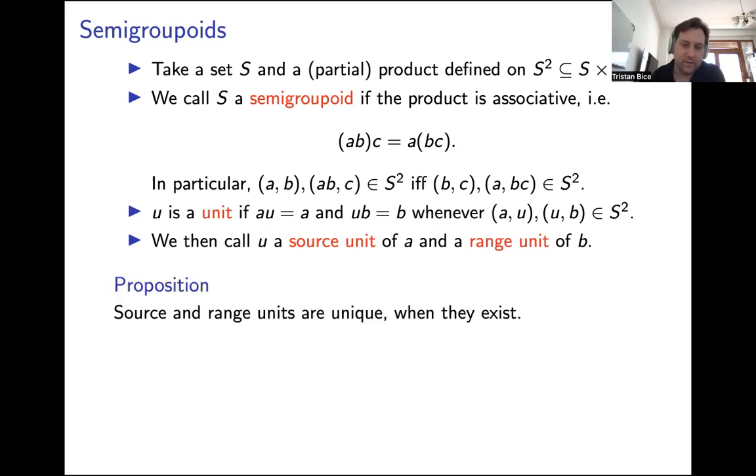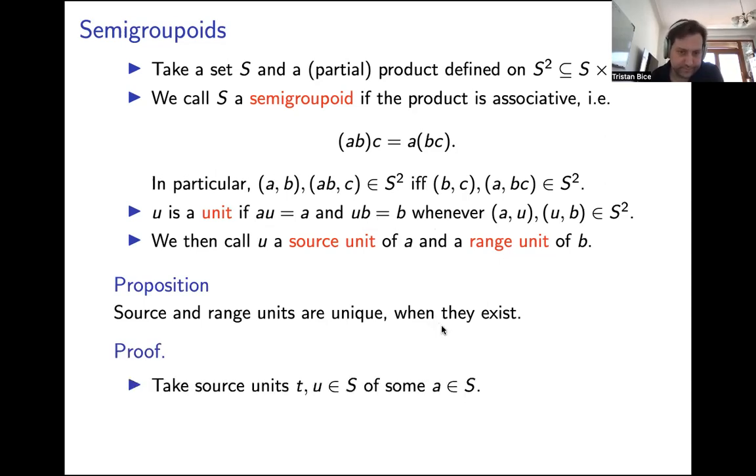And this terminology kind of makes sense because it's not too hard to show that source and range units, when they exist, are in fact unique. You can never have two different source units for the same element A or B. So the proof is pretty simple.